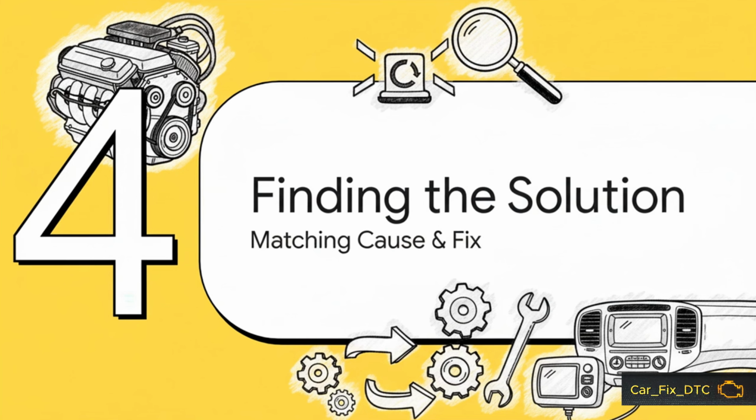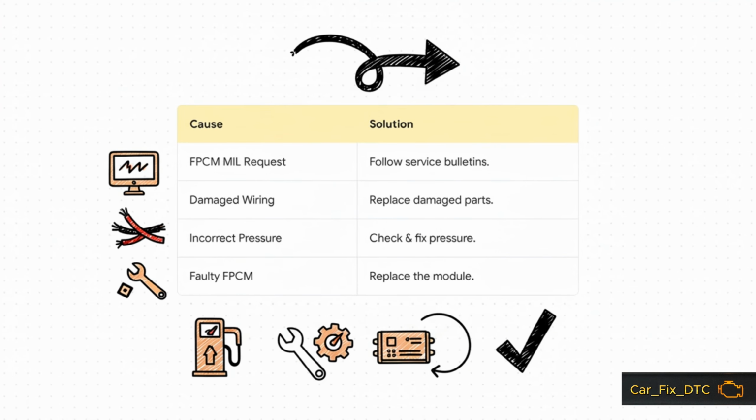So we've identified all the potential suspects. Now, let's match each problem with its specific solution. It's pretty satisfying. See, the solution is a direct response to our investigation. If the cause is software, you follow the bulletin. If you find damaged wiring, you repair or replace it. If the fuel pressure is off, you hunt down the source of that pressure problem and fix it. And only after you've tried everything else do you even think about replacing the FPCM. It's a perfect example of logical troubleshooting.